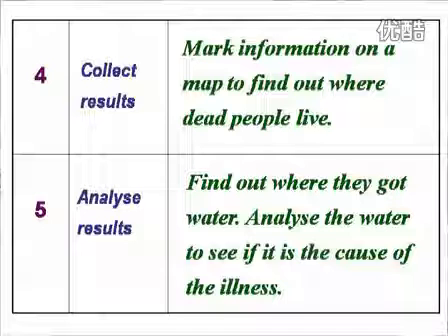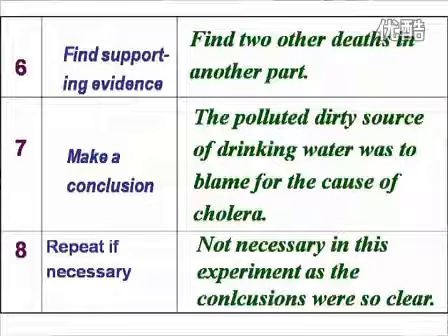Analyze water to see if it is the cause of the illness. Find supporting evidence. Find 2 other deaths in another part. Make a conclusion. Now the polluted, dirty source of drinking water was to blame for the cause of cholera. Okay. Now let's repeat if it's necessary. Now, not necessary in those experiments as the conclusions were so clear.